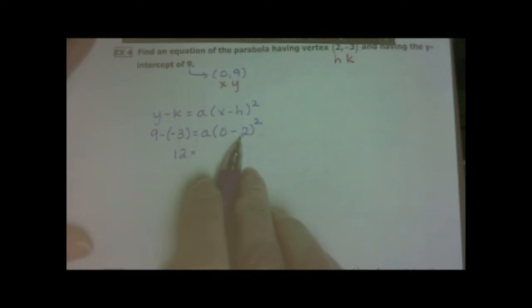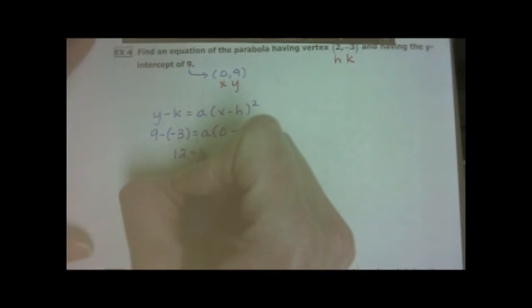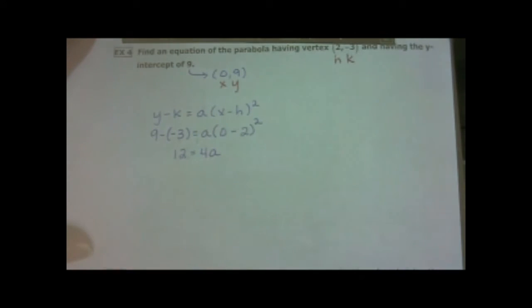So first of all, y is 9 minus k, which is negative 3, equals a, that's our only variable left, times (x, which is 0, minus h, which is 2) quantity squared. 9 minus negative 3 is the same as 9 plus 3, which is 12. 0 minus 2 is negative 2. Once we square that, we're going to get 4, so we have 4a. Divide both sides by 4, and we get a equals 3.